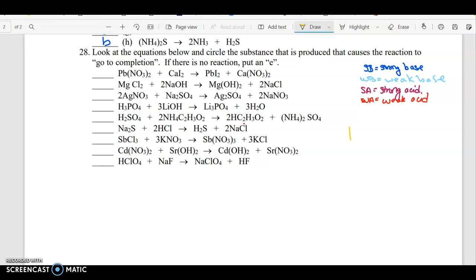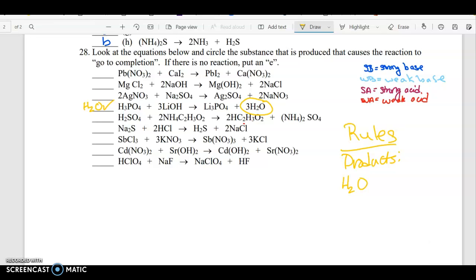So what we're looking at for the product, so we're only looking at the products. Do we have water? If we have water, then that reaction goes to completion. So this reaction goes to completion, and the reason is water. So check. All right, do we have any other waters? I don't see any. Okay, so that was one of our rules.